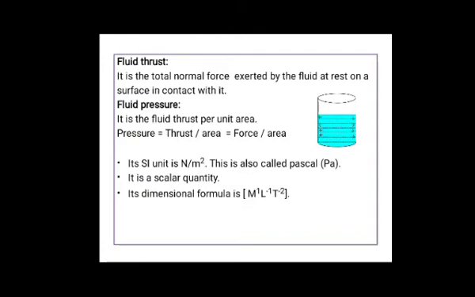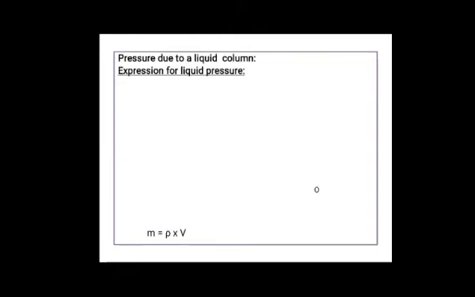The notation for Pascal is capital P, small a. Pressure is a scalar quantity because it has only magnitude, no direction. And its dimensional formula is 1 in mass, minus 1 in length, minus 2 in time. Now let us take one small derivation, that is, the expression for liquid pressure.